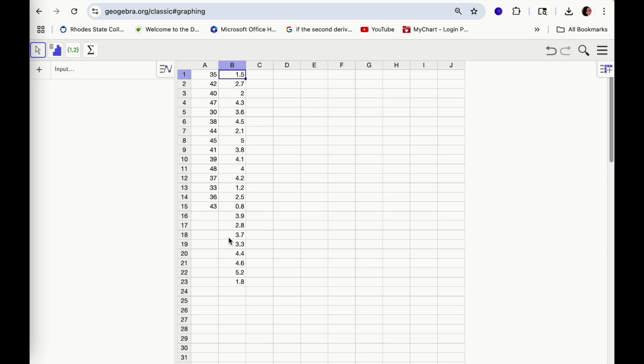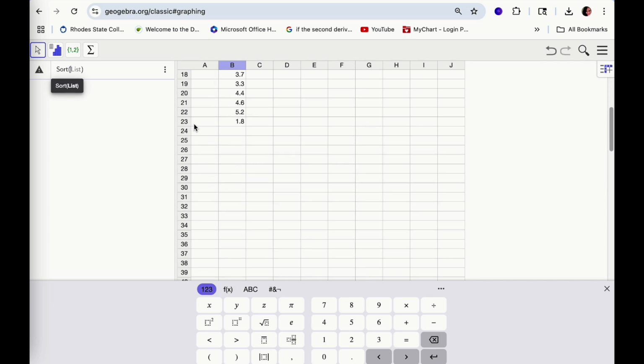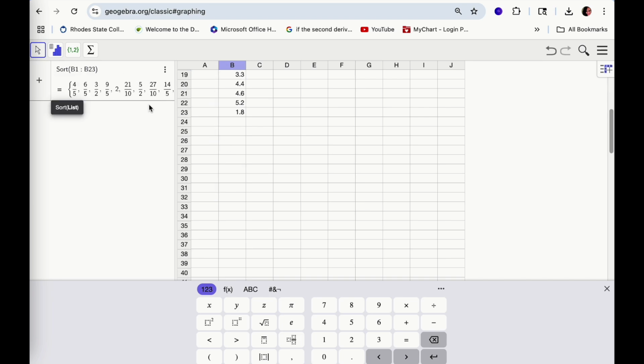Okay, now that you have your data in there, we can sort it. I'm going to type in SORT for sort. I'm going to choose the first option where it says list. And my values that I typed in from this data list start at B1 and go down to B23. So I'm going to use capital B1 colon B23. And then don't forget to hit enter.